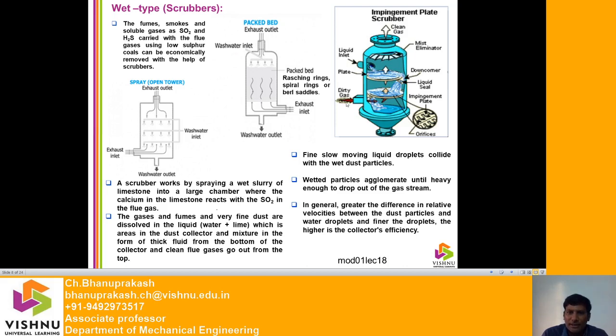And the last one is the impingement type of scrubber. See here, the dirty gas inlet, the flue gases, enter here. There are a number of impingement plates, 1, 2, there are n number of plates presented here. But in the plates, what will be there? Orifices will be there. So the dirty gas will be passing through these orifices.